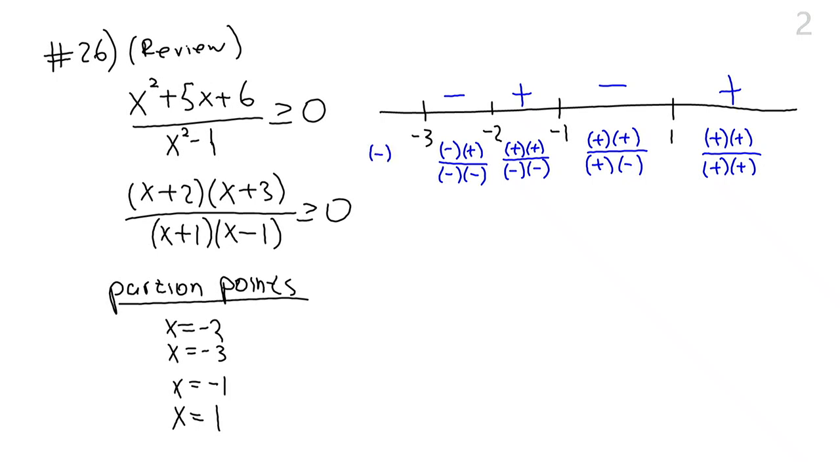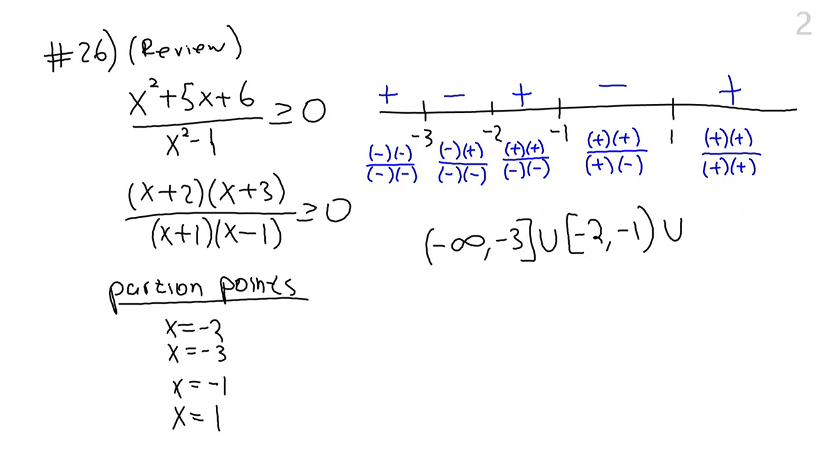And finally, in the last piece, I'm going to get all negatives, and that is 4 negatives, that's going to give me a positive. Now I'm looking for where this is greater than or equal to 0, so I'm looking for where this is positive. And the final answer is -infinity to -3, union -2 to -1, union -1 to infinity.